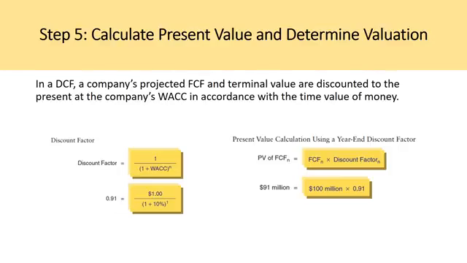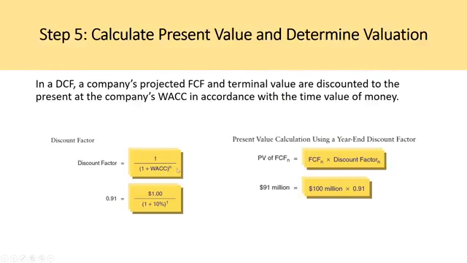And at the same time, you also want to discount the projected free cash flows in the explicit forecast period back to the present. Now, the discount factor is essentially the basic time value of money calculation: 1 divided by 1 plus the weighted average cost of capital, raised to the power of n, which is the period. So in year 1, it would be 1.